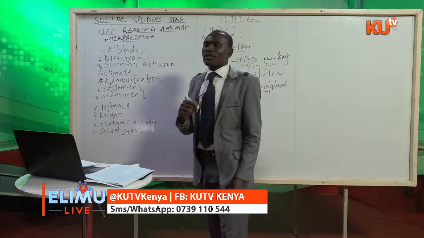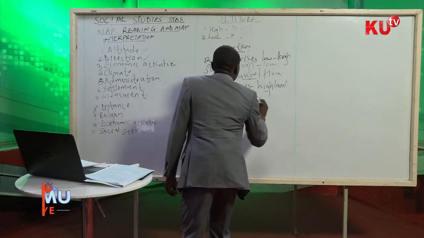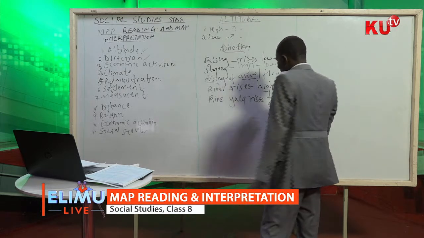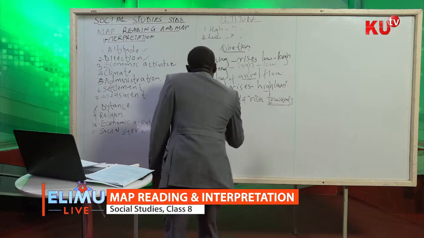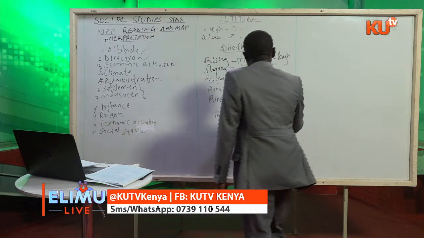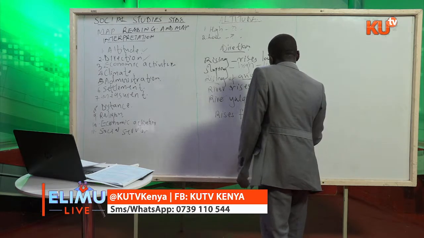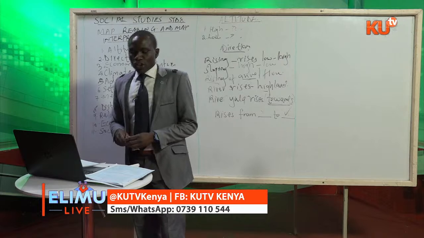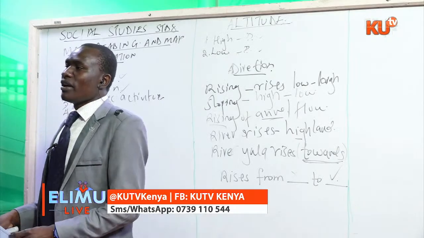Then there's this confusion that normally confuses candidates, where they ask you, River Yala rises towards. This word towards is here to confuse candidates. So if you get a question like this, where they ask you a river rises towards, make your own question here: rises from dash to dash, for you to capture two words. So you will not pick here; you will pick the answer that will be at this point. And candidates should know that rivers always rise from a high land.